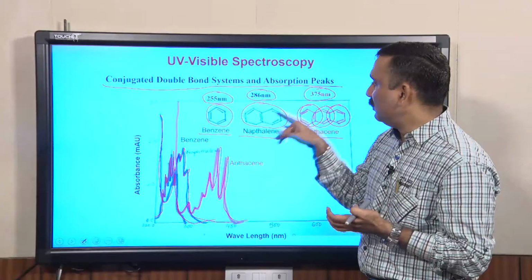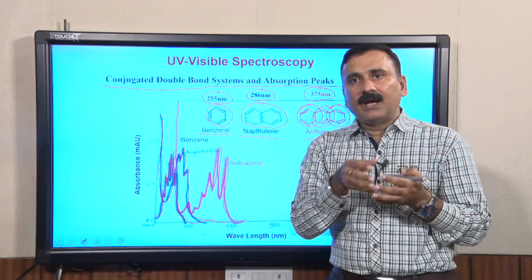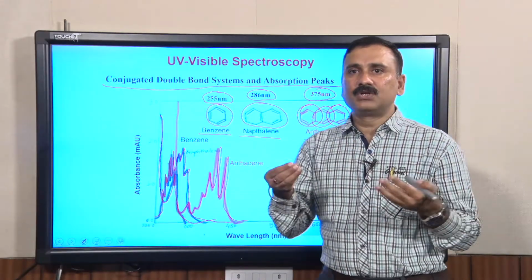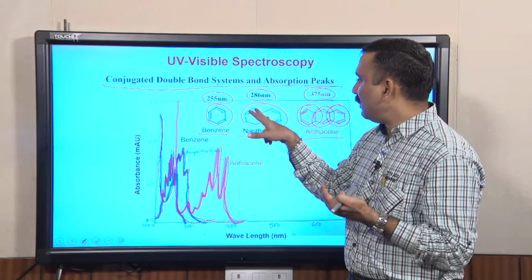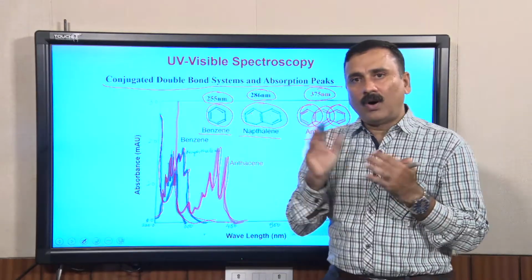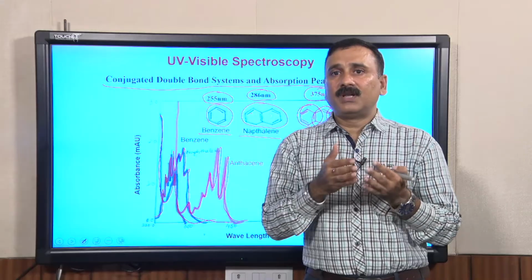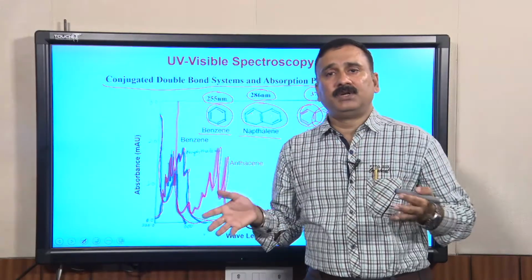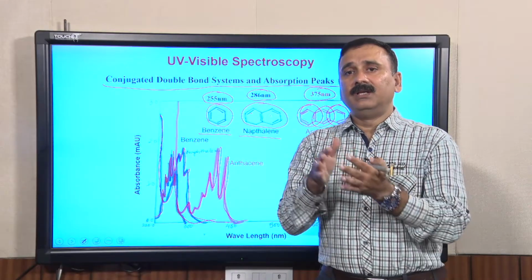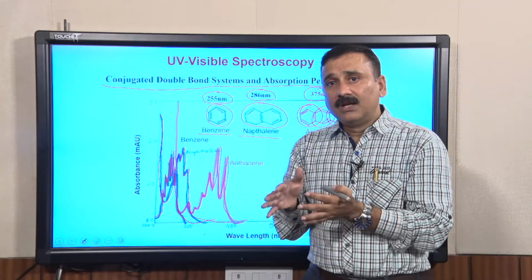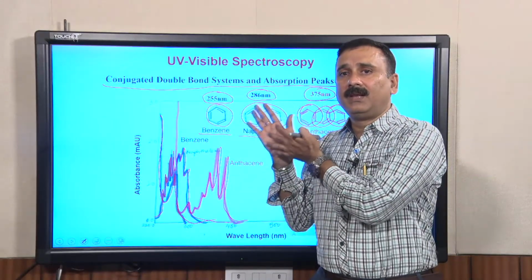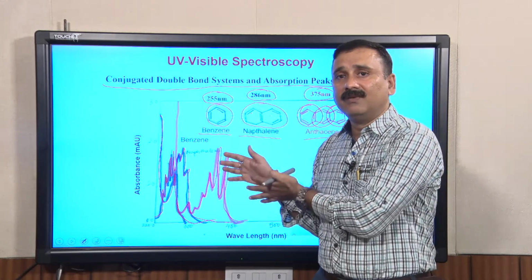Whereas compared to that, when you bring in two rings, you are bringing some relaxation, so the electrons can move from this ring to this ring and so on. As a result, the electrons are going to show the electronic transitions even at a lower energy. This means you are going to see the lambda max at a higher wavelength.